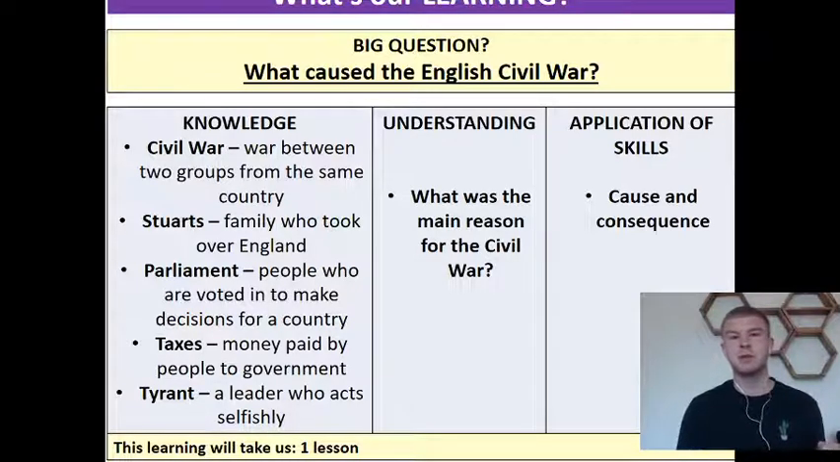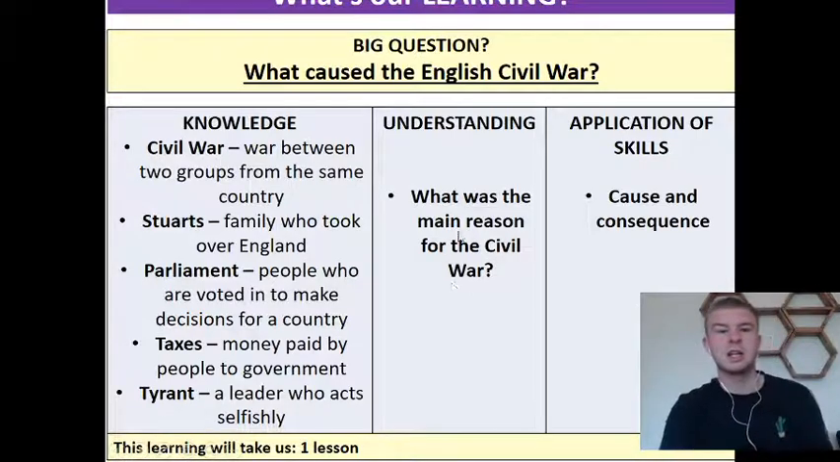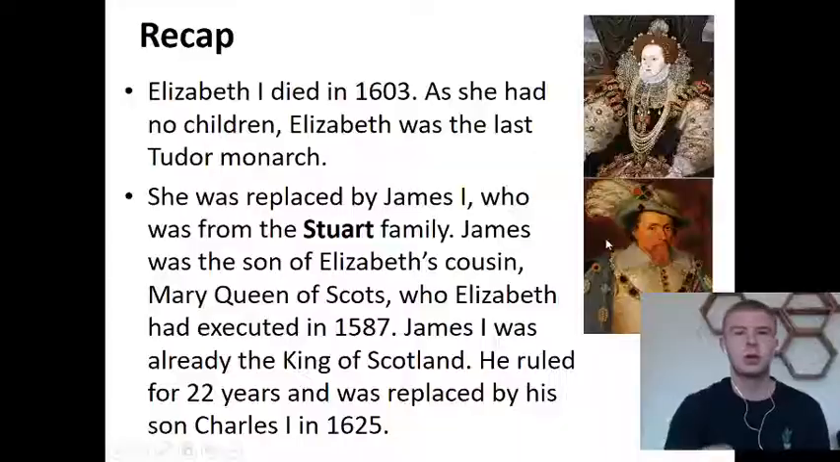Taxes was one of our keywords in the last lesson. That's money paid by ordinary people, ordinary citizens, to the government to pay for things like education, hospitals, but also for things like wars, as we will see in today's lesson. And then a tyrant is a leader who acts selfishly, a leader who doesn't listen to anybody else. Okay, so our understanding question, what was the main reason for the Civil War? And we're going to be looking at cause and consequence.